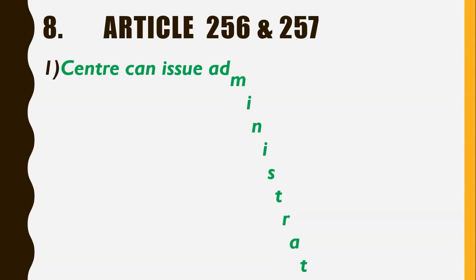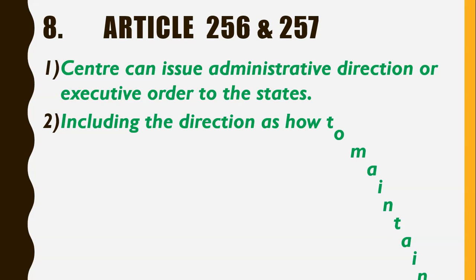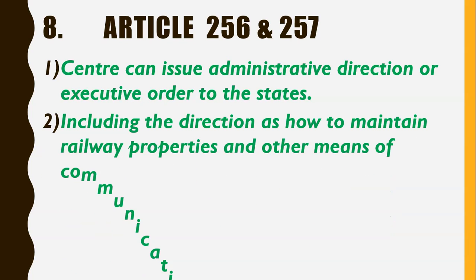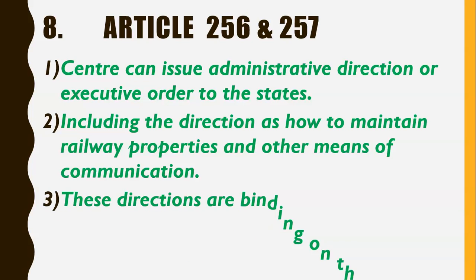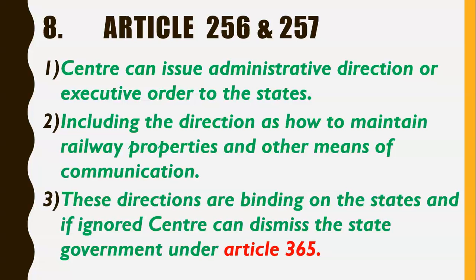Now friends, we will see the 8th unitary feature of the Indian Constitution. Under Article 256 and 257, central government has the power to issue administrative directions or executive orders to the state governments, including directions on how to maintain the railway property and other means of communication.